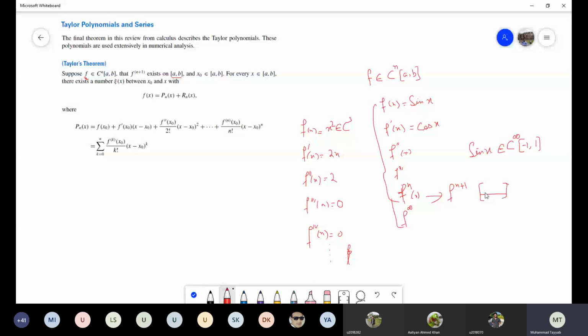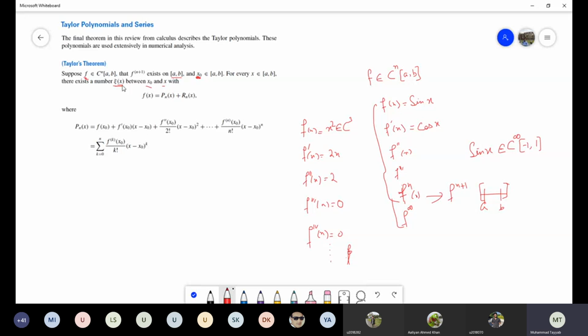And for the x naught, between A and B, not only for f^(n+1) but also for the point x naught, and that x naught was the interior point where x was converging. So for every x belonging to AB, there exists a number xi of x between x naught and x. So this xi is basically used to compute the truncation error. I will let you know how.